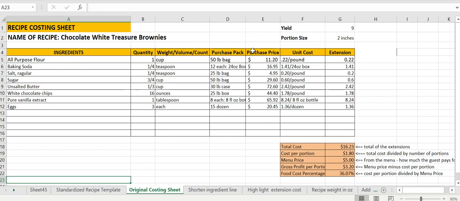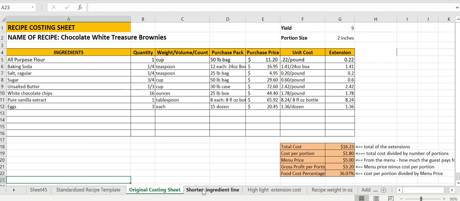Then we have the purchase price for the package that we're talking about. Then we have the unit cost, and this is the price per whatever, pound, box, etc. The extended price is the price that it costs for this recipe's amount of that specific ingredient. And we determine that with the purchase price and the purchase pack and the unit cost.